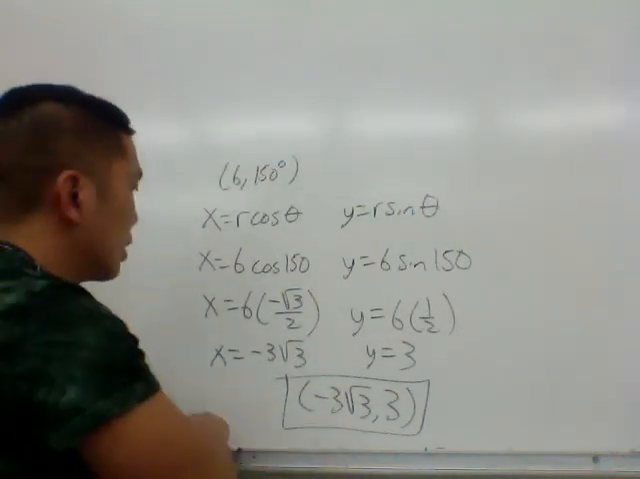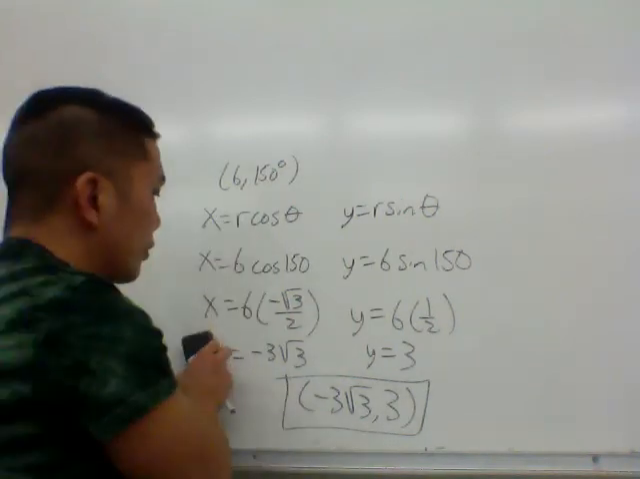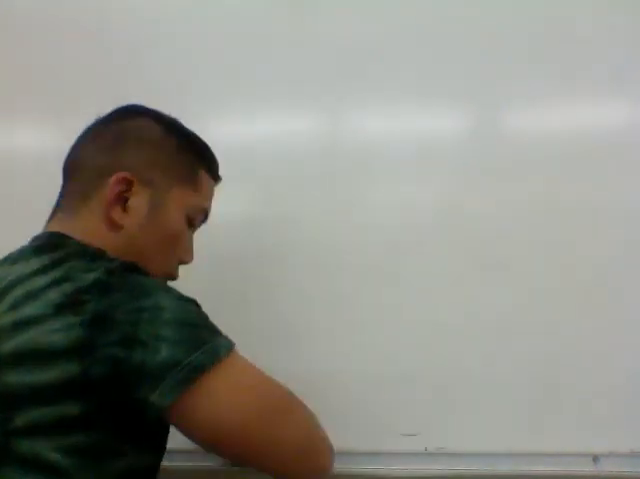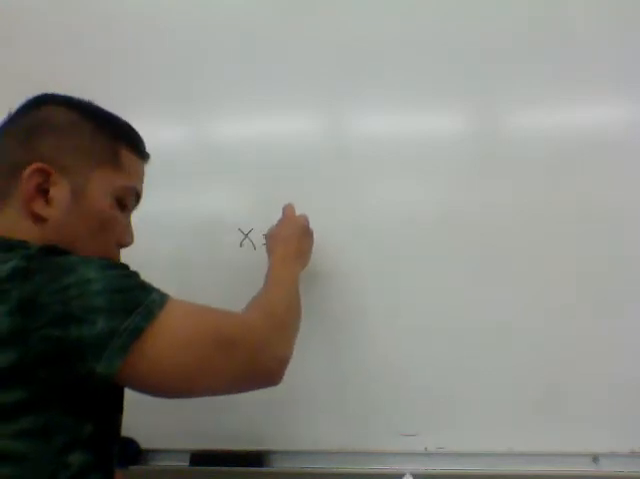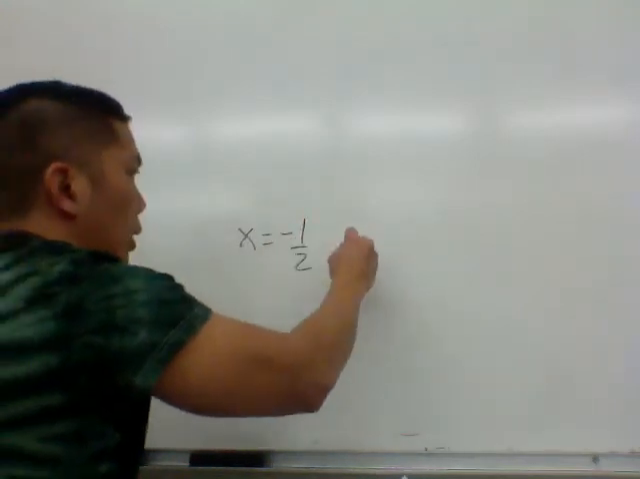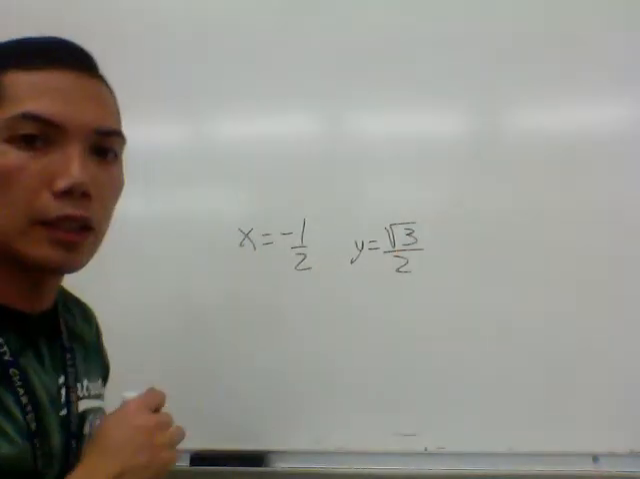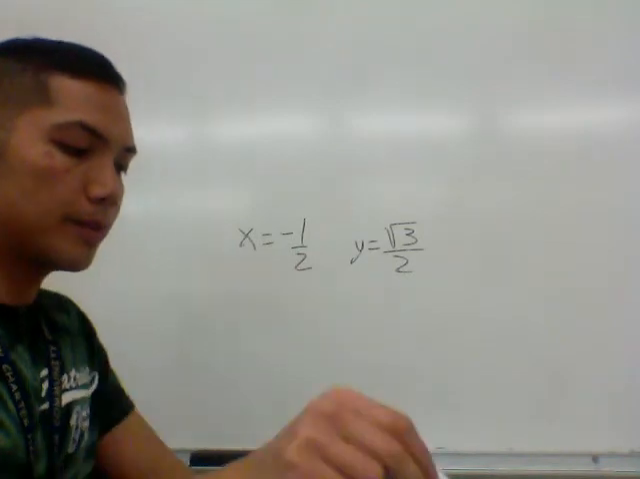Number 4 is exactly the same way. I'm not going to do number 4 on the board because I want to move on. But for number 4, check your answer. Your answer should be x is equal to negative 1/2 and y is equal to root 3 over 2. That's the answer for number 4. Try it on your own. If you have any questions, you can email me.